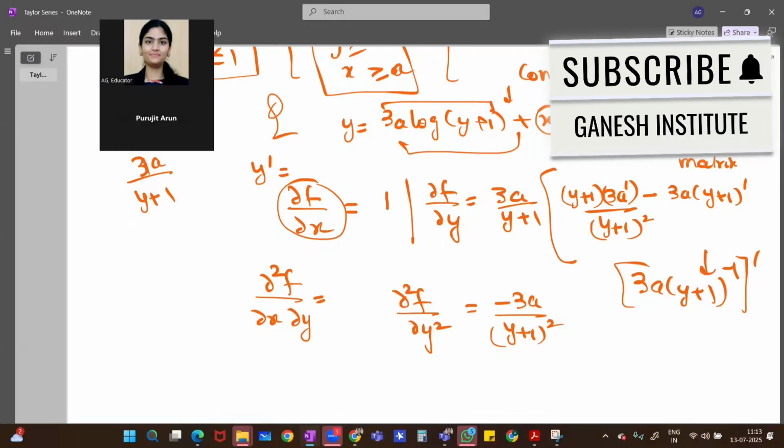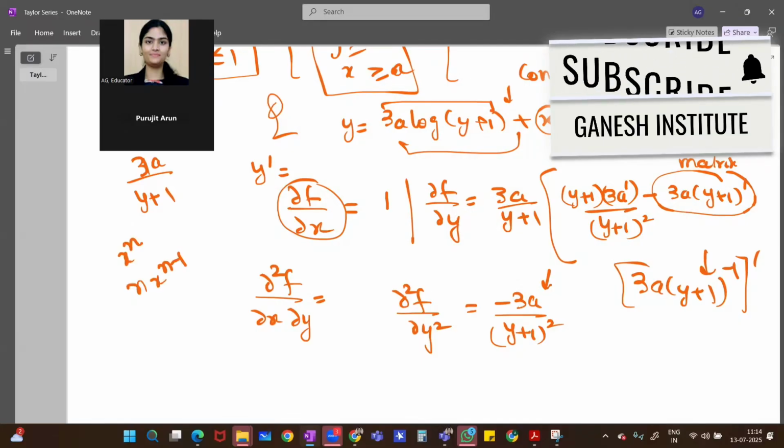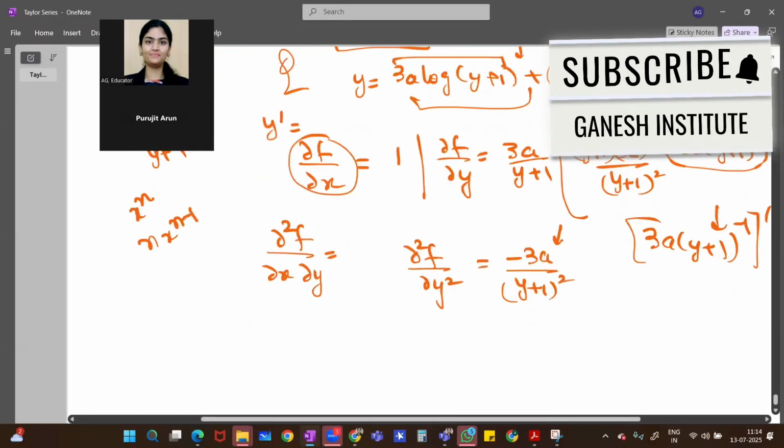Or else you could have done it this way: y plus 1, you consider it y. So it is 3 minus 3a into the derivative of y plus 1. Sorry, it is not integration that we have to add. So this is how we do it.